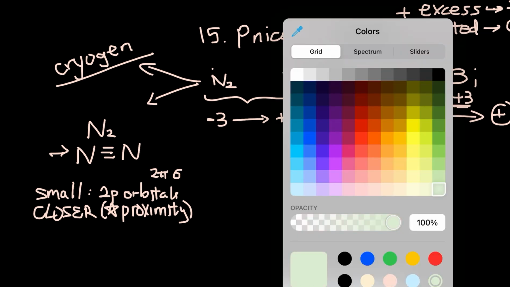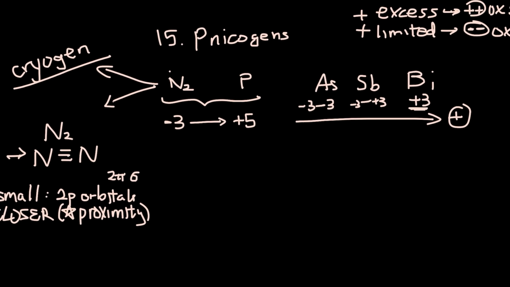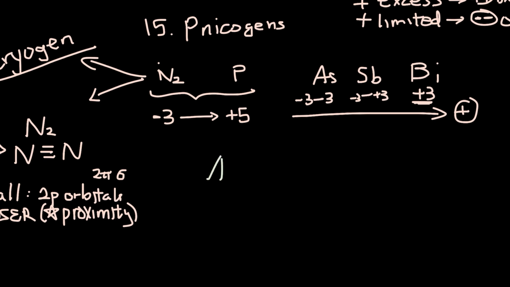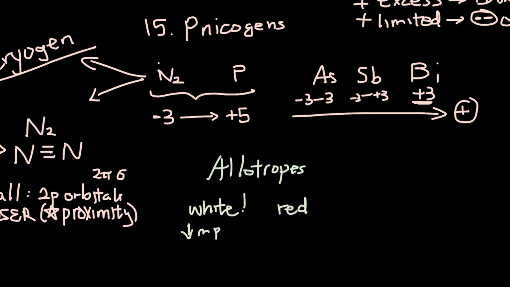Phosphorus is a very interesting element. Phosphorus has a lot of allotropes, which means different forms of one element. There is white phosphorus and there is red phosphorus. White is very, very toxic, and it has a low melting point.